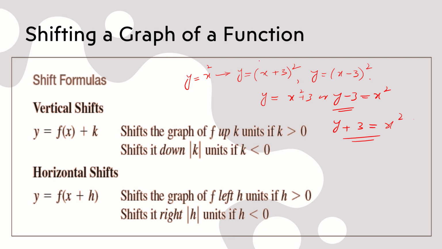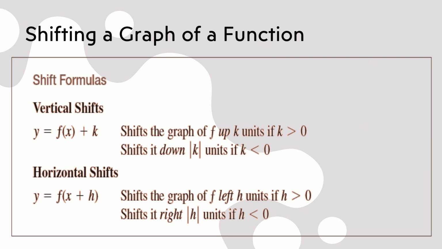So these are the examples, basically, of translation of functions, and this is defining the direction. If you are adding or subtracting a number with x, it means we are translating or shifting the graph, or the function, along the x-axis. If you are adding or subtracting a number with y, in that case we are shifting the graph along the y-axis. It could be upward, it could be downward.